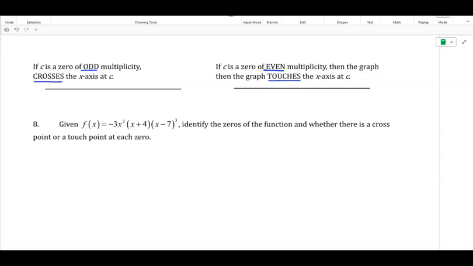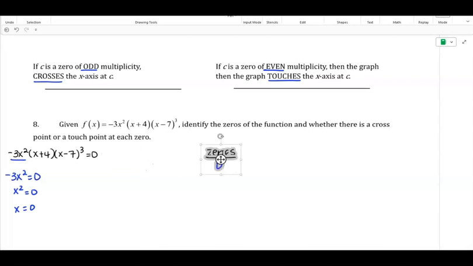So in example 8, we're going to start off by identifying the zeros. We would find the zeros by taking the polynomial and setting it equal to 0 and solving. Once we had it set equal to 0, we would set each individual factor equal to 0. I'll take the -3 here, but remember the -3 does not really matter. I get a zero of 0. When we take the factor of x plus 4 and set it equal to 0, we get a zero of -4.